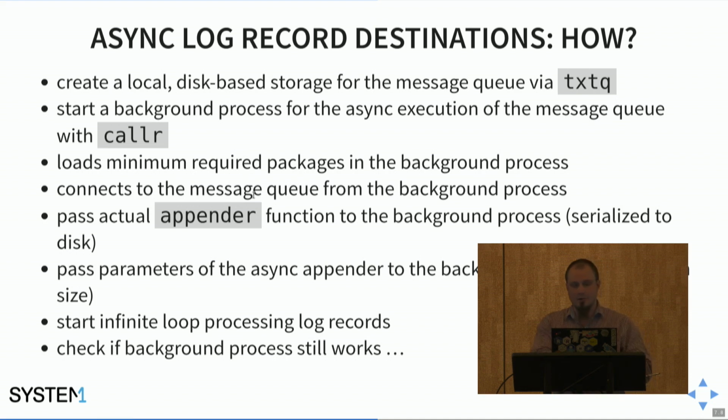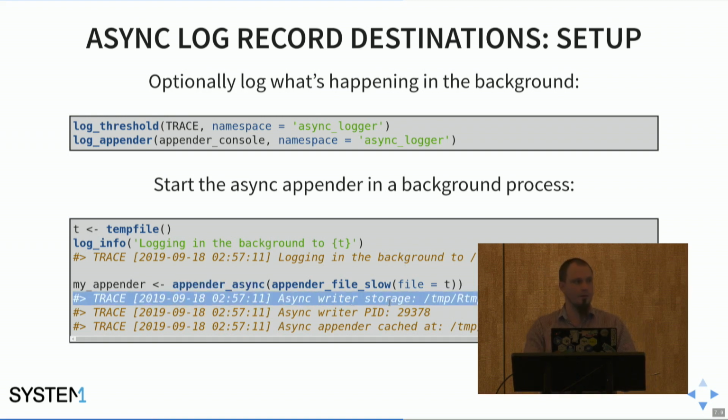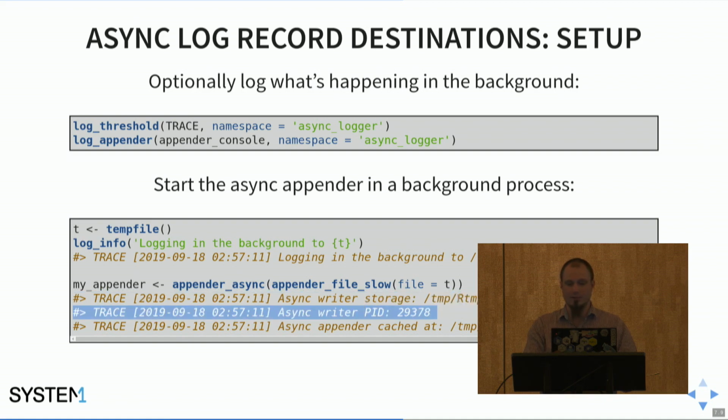And if you're interested, it's pretty detailed in the documentation how it's done. To keep it short, we have a local message queue where we are just pushing the log records. And the actual delivery is done by a background process, which is monitored by your main R session. So just to show you a quick example of that, you just need to wrap your appender function in appender_async, and then it will create your temporary storage for the message queue. It will start the background process and monitor it for you for free.